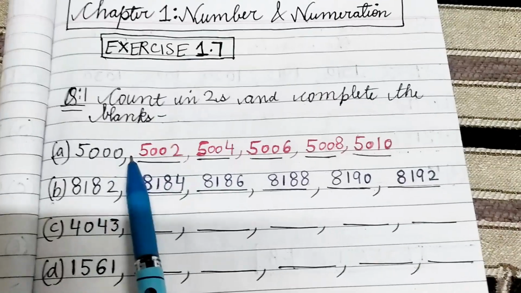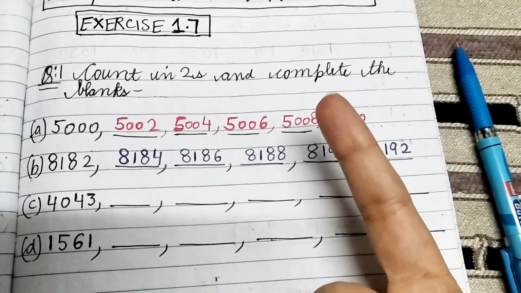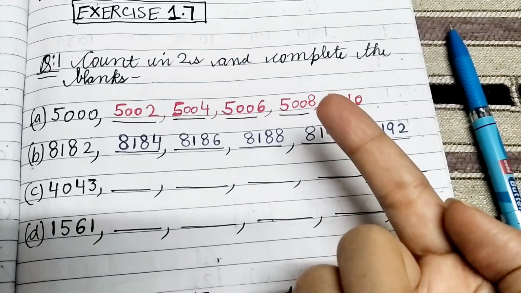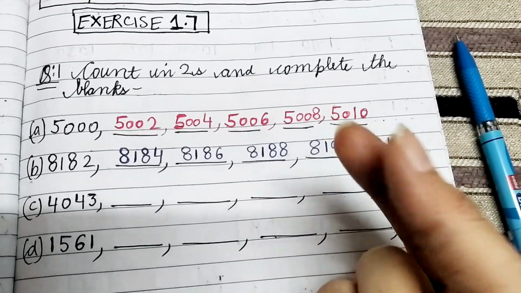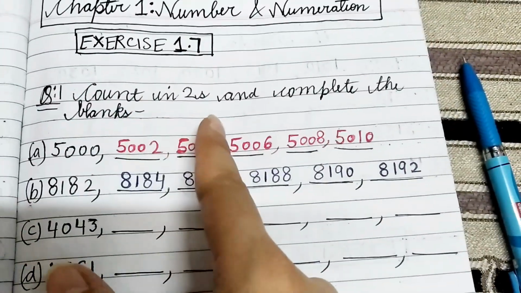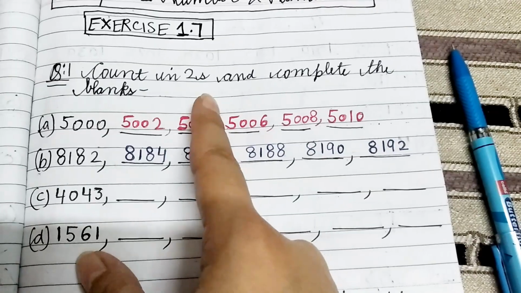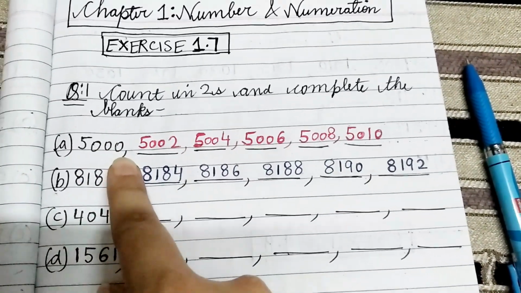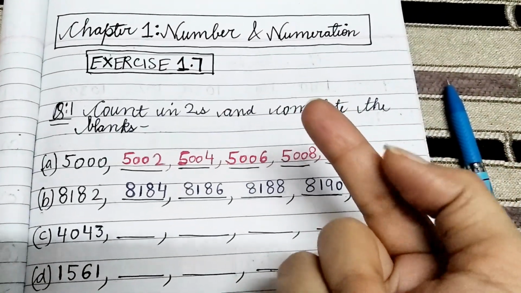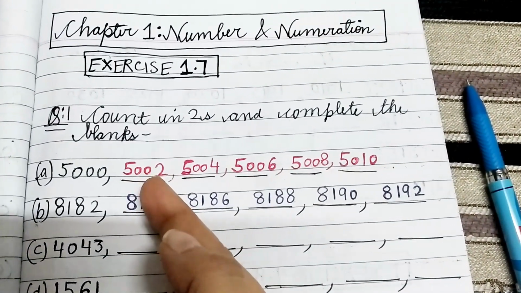First part is 5,000. So students, for these small numbers, you have to make use of your finger. See, your finger has this portion, and you can see there are two demarcation lines. This portion is divided into three parts with the help of these lines. Whenever you have to count in twos, that means you have to leave one number in between. Let me show you. First number is 5,000. So count in twos. 5,001, 5,002. So at the second place, which number is coming? It is 5,002. So you will write 5,002 in the first blank.